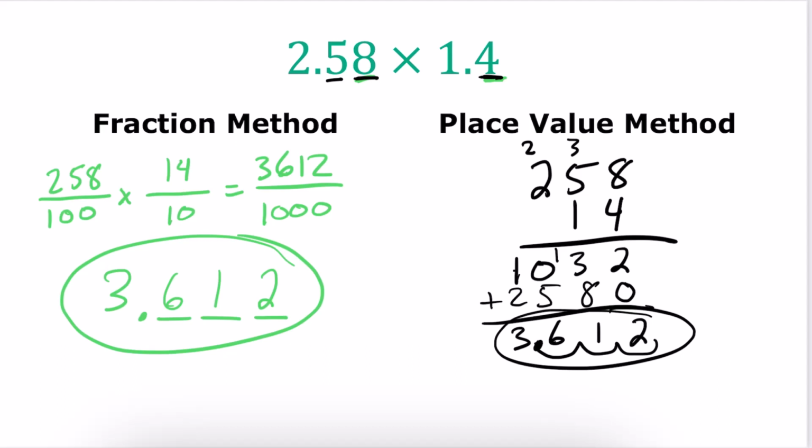And actually, these two methods are very related to each other because this process of multiplying 258 times 14 is basically figuring out the numerator of the fraction. And then moving the decimal over 3 times is accounting for the fact that 100 times 10 equals 1,000. And so we need to have 3 decimal places in our answer. So that's the way that the fraction and place value methods work for multiplication.